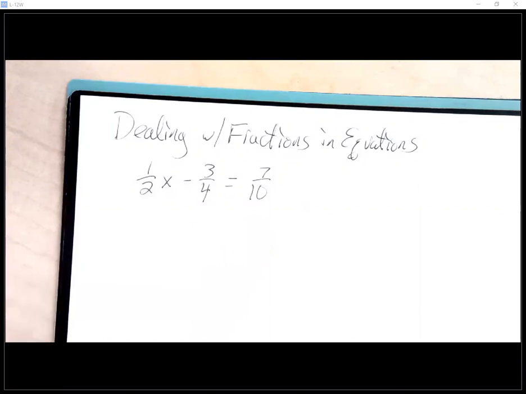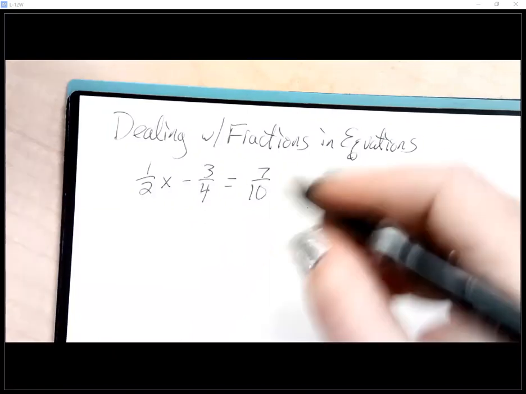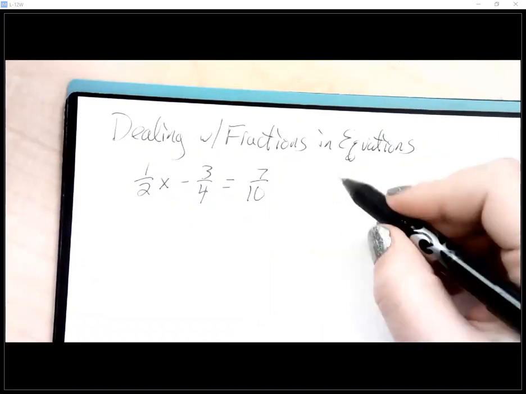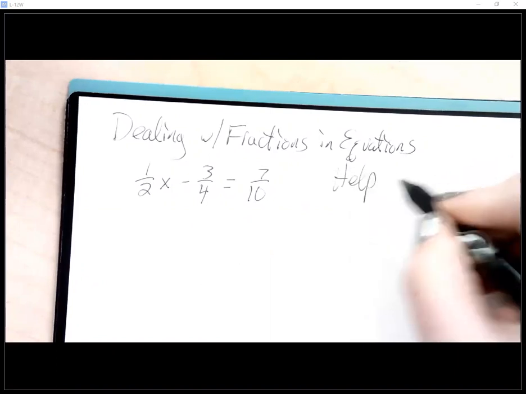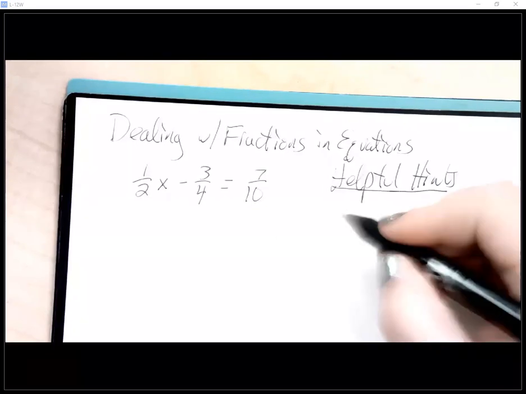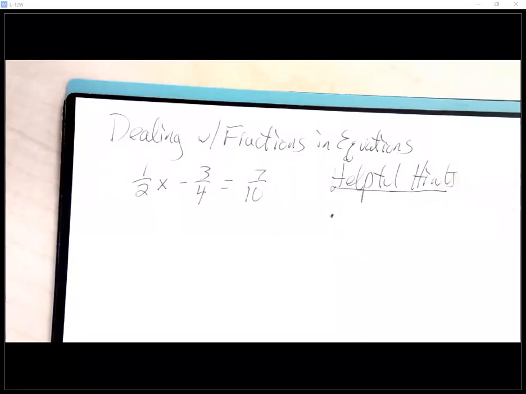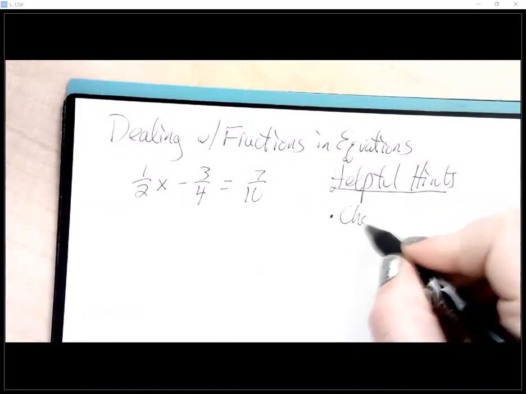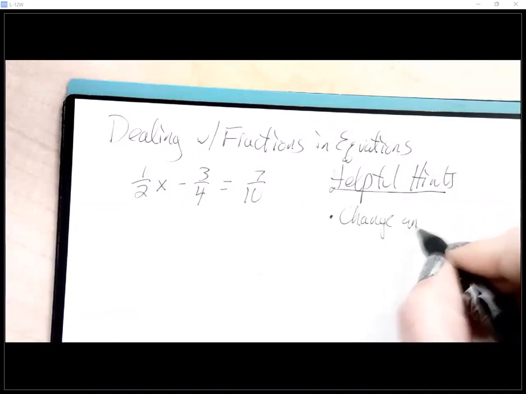Okay, so I'm going to give you some helpful hints. Just going to make a little list here. Helpful hints. So first thing I would do, if you happen to have a mixed number, like 2 and 3/4, change it to improper. So we don't have any here, but if I did, I would want to change them. So change any mixed numbers to improper.